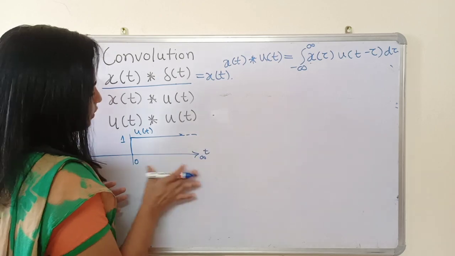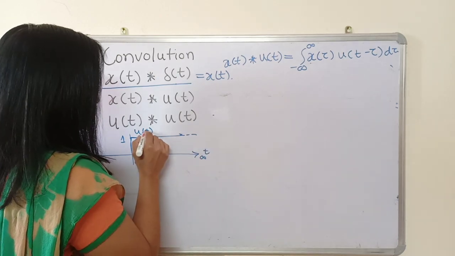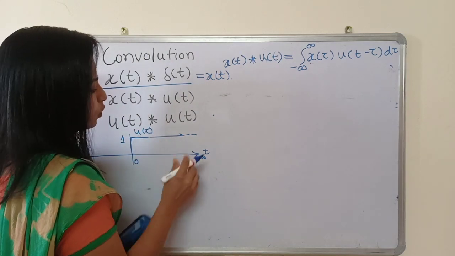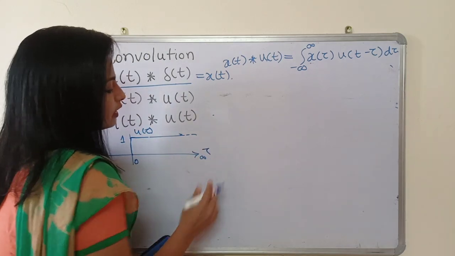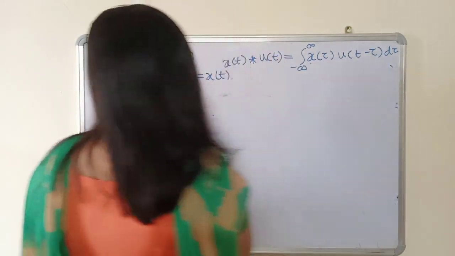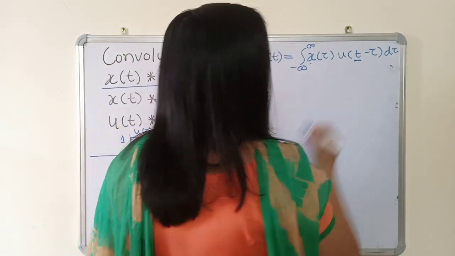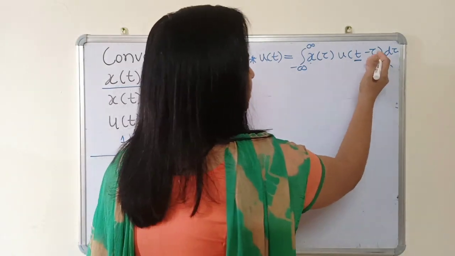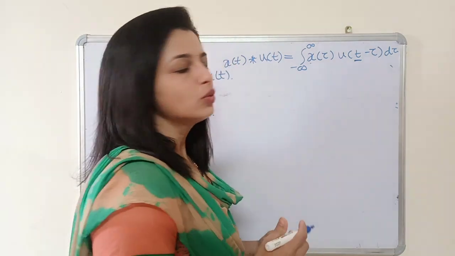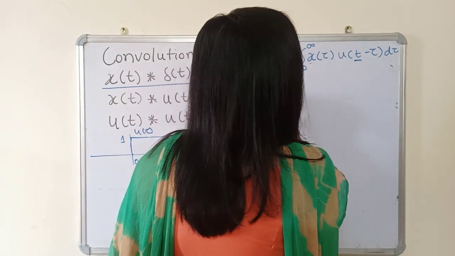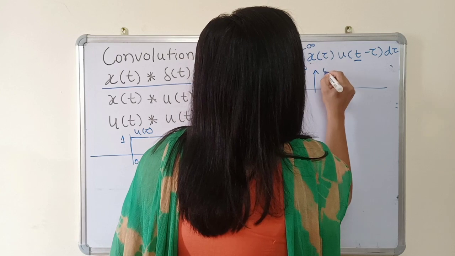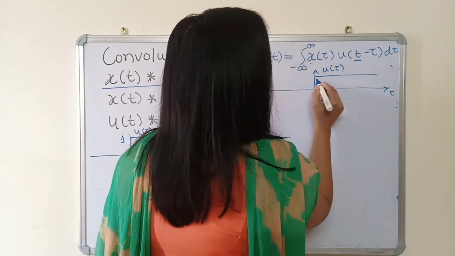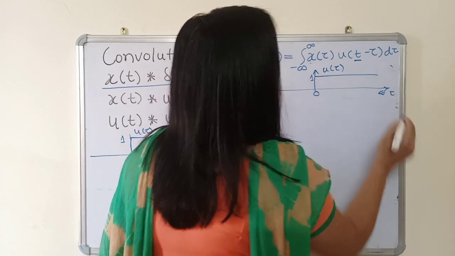Suppose this is u of t, and if we write in terms of u of tau, it will look like this, u of tau in terms of tau. Okay. Now tau is the variable. Now t is the shift, and also this tau is inverse. No, it is minus tau. So I will draw the signal here. This is your u of tau, and this is 1 for 0 to infinity.